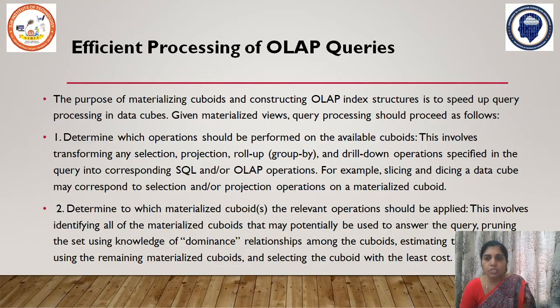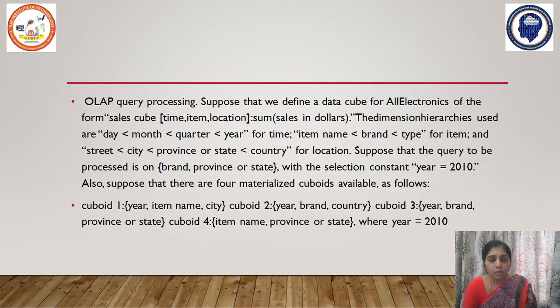Okay. Next, you have OLAP query processing, where suppose we define a data cube of all electronics. Okay, we have the sales cube where we have time, item, location as the dimensions and sum. This is the aggregation that we are going to do. Sales in dollars is a measure or a fact. So the dimension hierarchies used are: for time, the concept hierarchy is day, month, quarter, year. When you consider item, it will be name, brand, type. And if you consider location, it will be street, city, province or state, country.